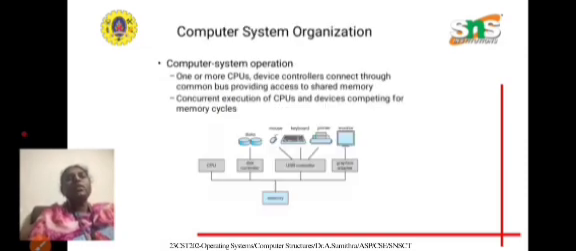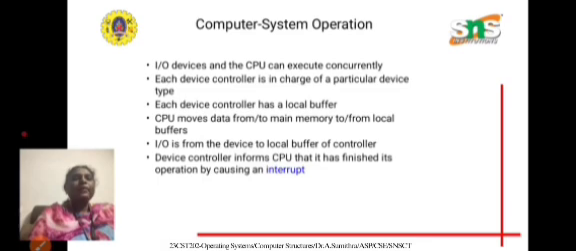What we call the computer system organization is where one or more CPUs and device controllers connect through a common bus, which provides access to the shared memory. The concurrent execution of the CPU and the devices will compete for memory cycles. And we also have the basic operations of your computer system, like your hardware, as I told you, the CPU, memory, input and output devices, the operating system, application programs, and your user.